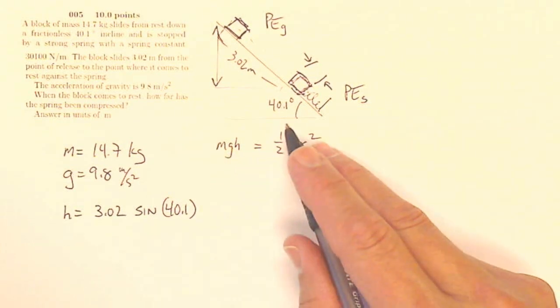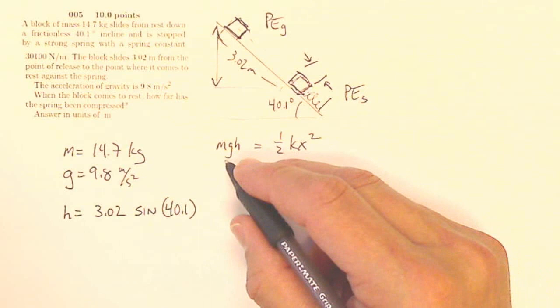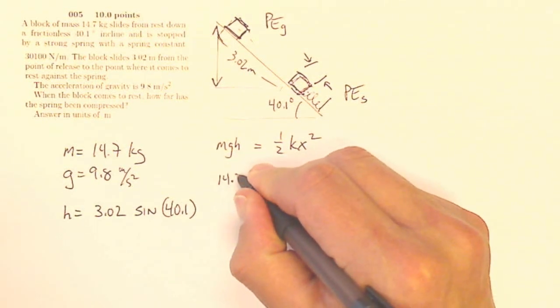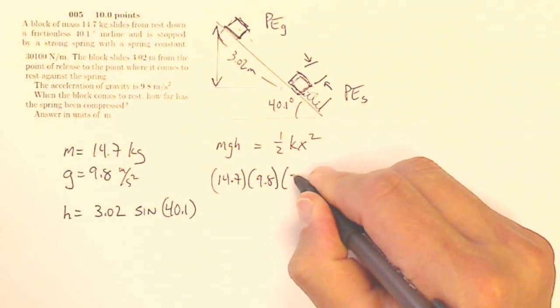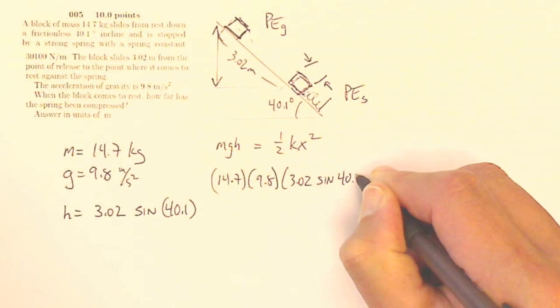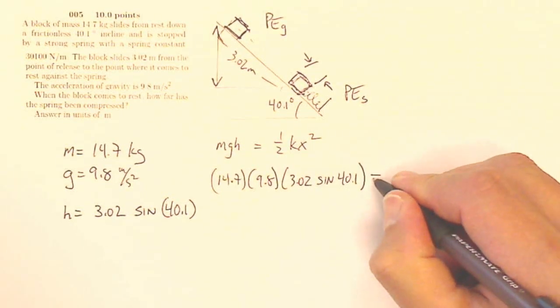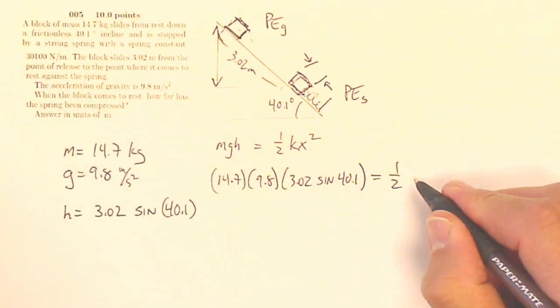I know then that that's going to be 1/2 kx squared, so that's my mgh. It is going to be 14.7, 9.8, and 3.02 sine of 40.1 degrees. That's going to equal 1/2. My k is 30,100.